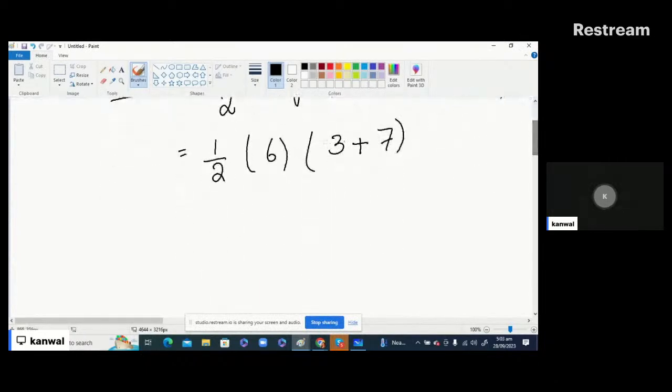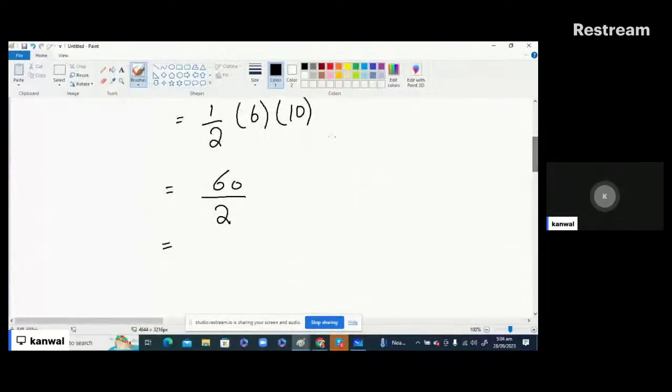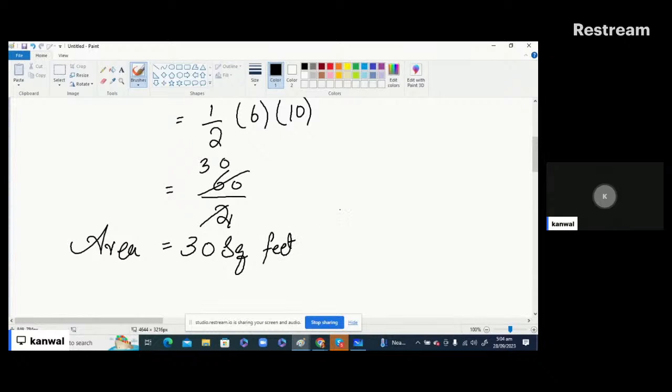Half as it is, 6 as it is, 3 plus 7 is 10. Multiply all these numbers. 6 times 10 is 60, over 2. Now divide 60 by 2, that is 30. So what is the total area? That is 30 square feet.